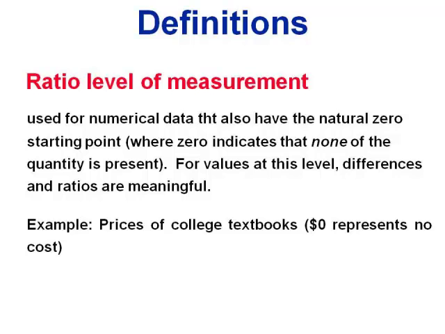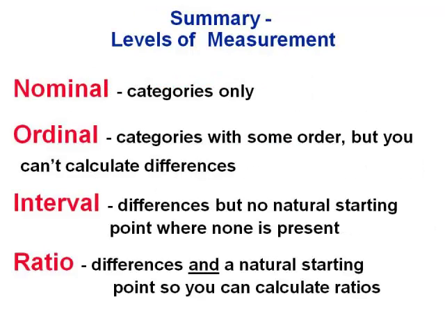So the difference between interval and ratio is that with interval, you can figure out how far apart things are, but there's no starting point because you can go negative. So you cannot say with interval that something is twice as many. But with a ratio, you don't have negatives. You have a zero starting point, and so you can say that something is twice as large. And then just to summarize, I have a slide here where you can compare the different levels of measurement.